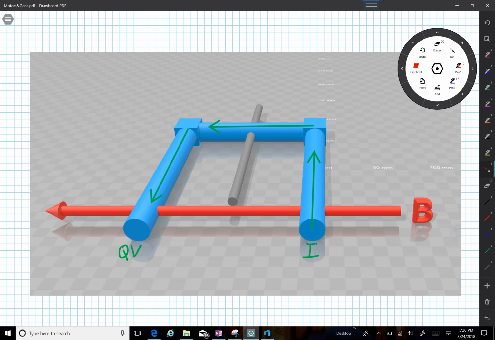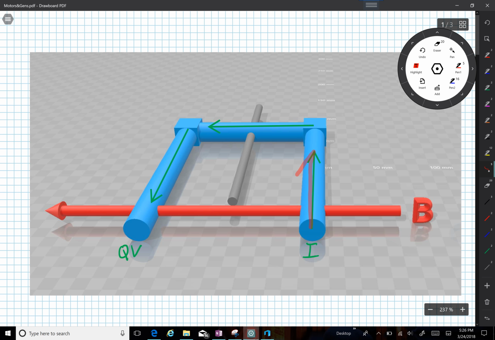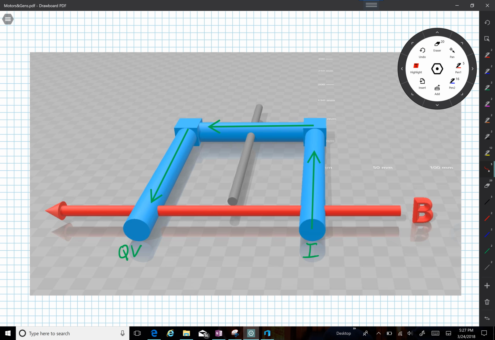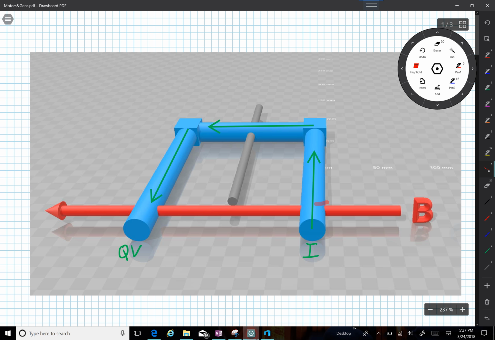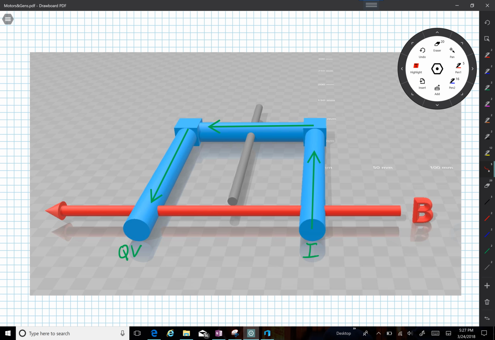And the question is, what's the direction of the force, and what does that do to our system? So let's just use our right-hand rule. If you point your four right-hand fingers in this direction along into the page, and then you point your palm in the direction of the B field, which would be this way, you should find that your right-hand thumb is pointing up.